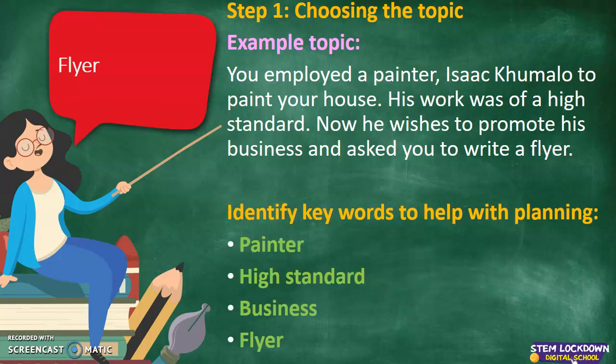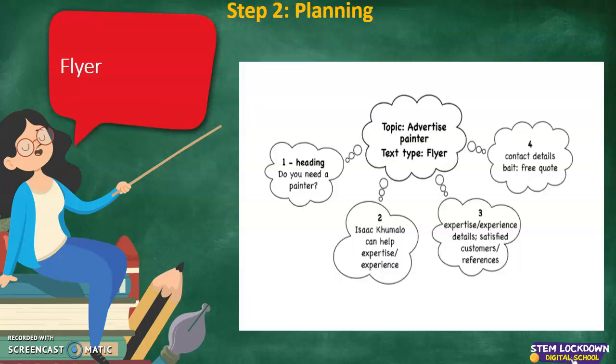So when you pick a topic, it's always important also to identify keywords to help you with the planning. So the keywords in this instance are painter, high standard, business, and flyer. Step 2 is you plan. So you must plan, number 1, for your heading. What is your heading going to be? Number 2, what are you going to say after your heading? Are you going to give us a quote? Are you going to give us a solution to the problem posed in the heading? Number 3, you would give the expertise, experience, detailed, satisfied customers or references. And then lastly, you would give contact details and a free quote, for example.